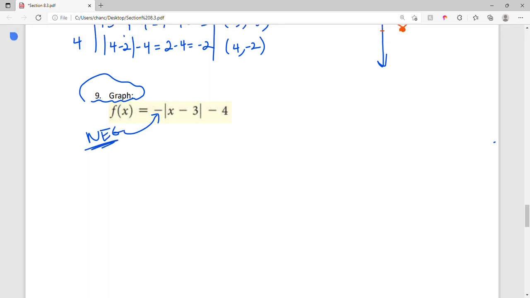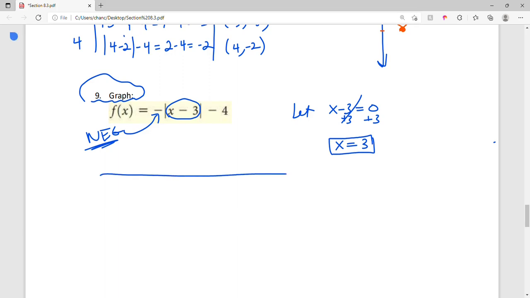Let's find out. First, we let the inside again be equal to 0. So let's let x minus 3 be equal to 0 to find the location of that vertex. And that means x is equal to 3. When we solve that equation, x is equal to 3, which allows me to make a table.